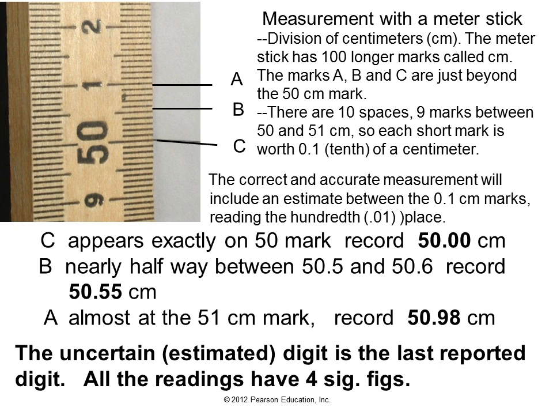And finally, position A is nearly to the 51 centimeter mark. It is considerably above the 50.9 centimeters. Let's say that it's about 8/10 of the way to the next mark. So we would record this as 50.98 centimeters. The uncertain or estimated number is the last reported digit, and it is significant. So all of the readings given here have 4 significant figures.